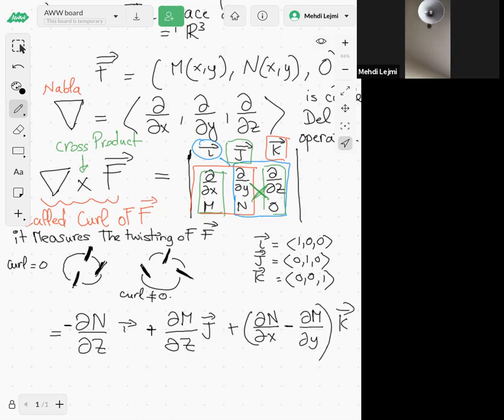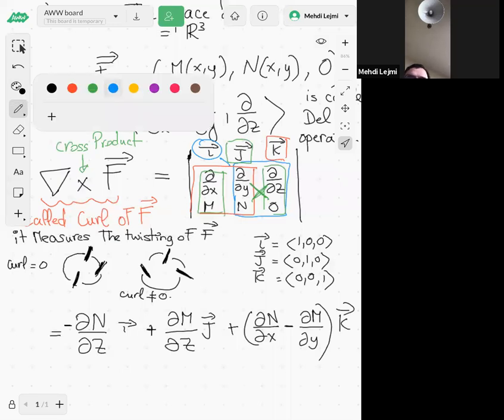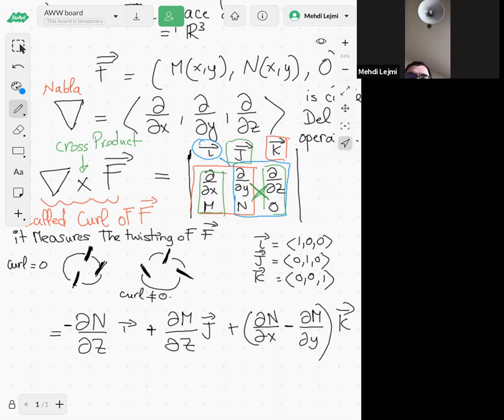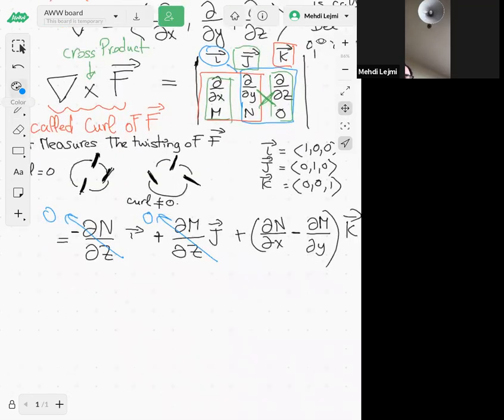But the thing is, m and n are just functions of x and y, right? There is no z in m and n. So this derivative of n with respect to z is just 0, because there is no z in the functions m and n. They depend only on x and y. So this is just 0. This is also 0.